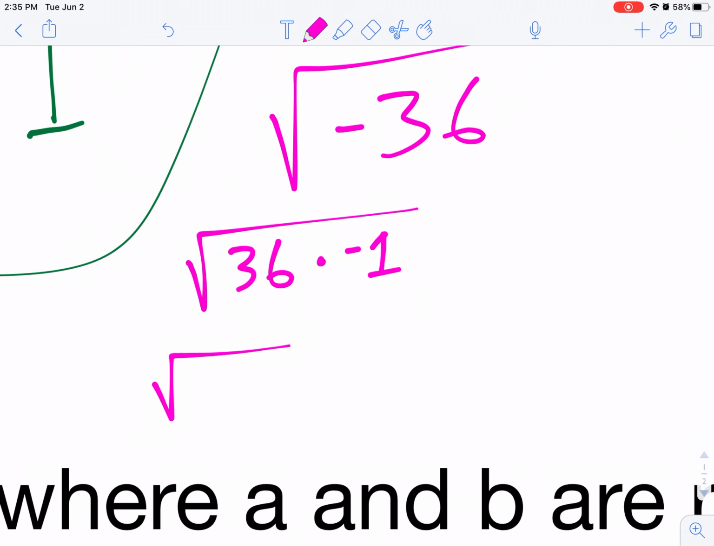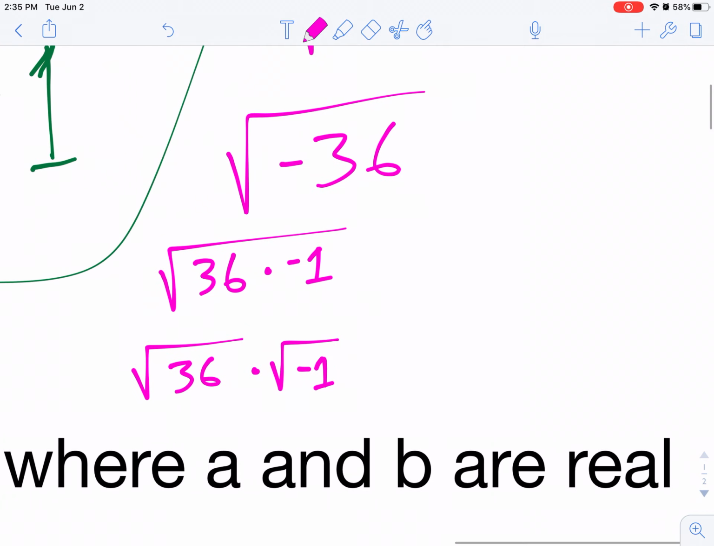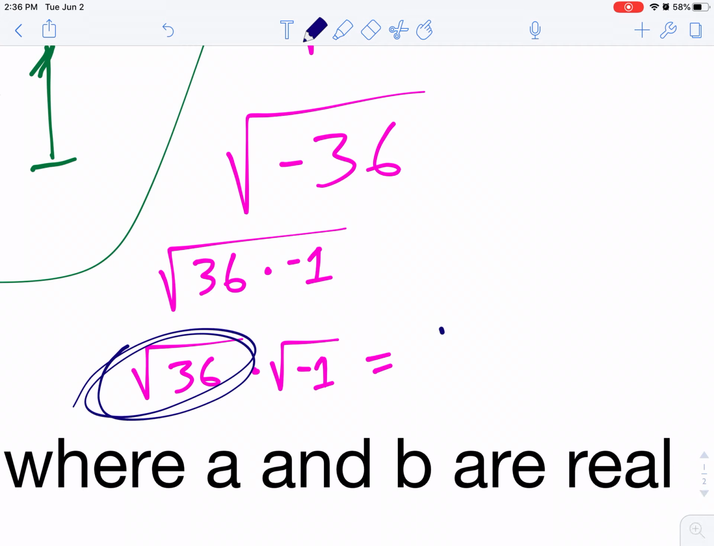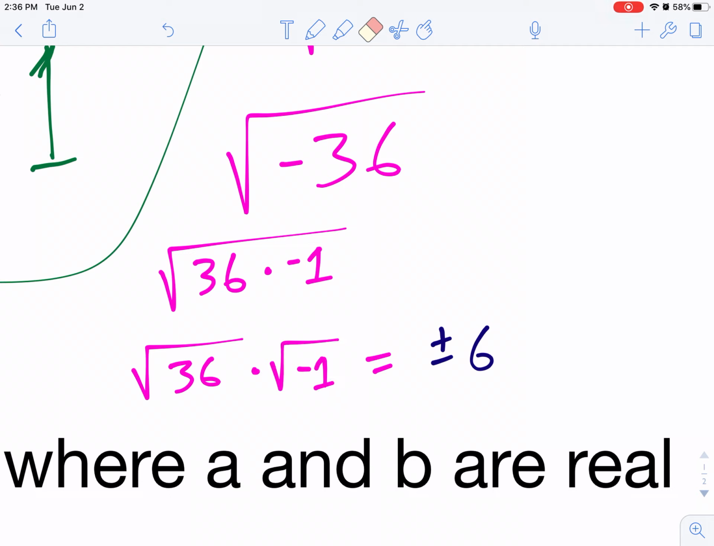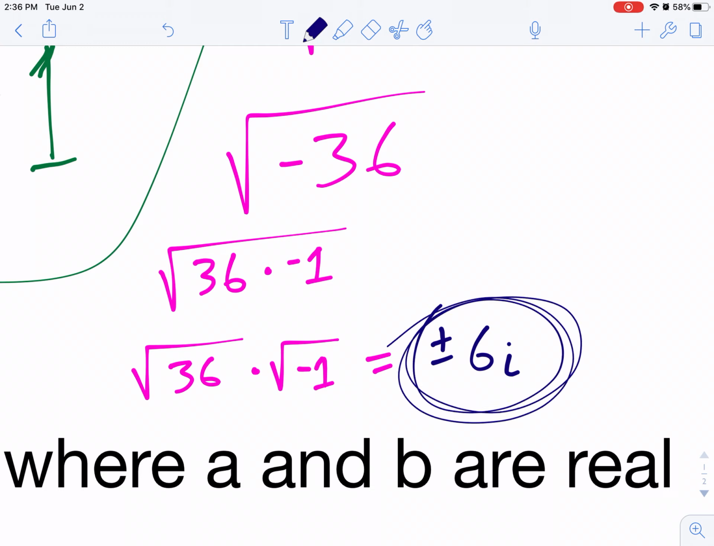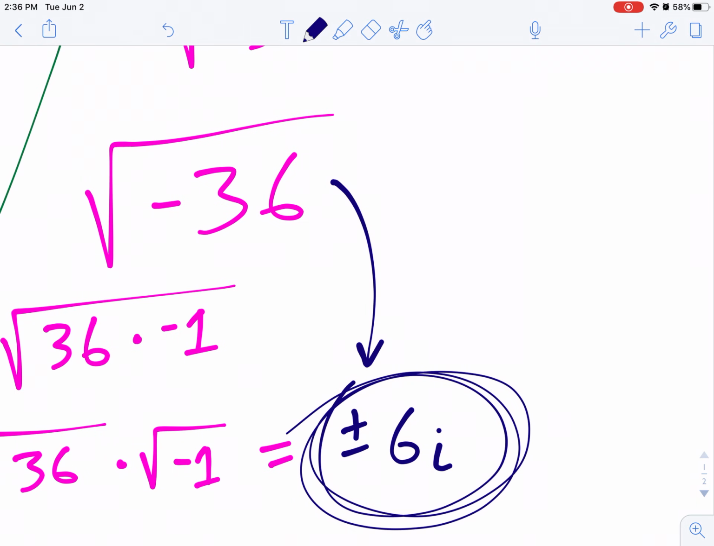And then we could break that apart into the square root of 36 times the square root of -1, okay? Using the previous properties from the first homework assignment. Well, if you accept those steps, then the square root of 36 is just plus or minus 6, and the square root of -1 is i. So the square root of -36 is plus or minus 6i, okay? And this applies to square roots of other negative values as well.